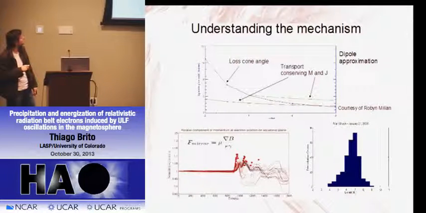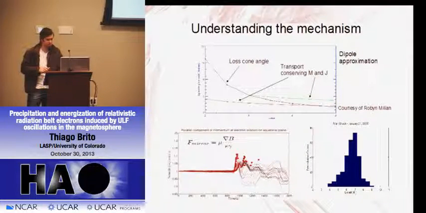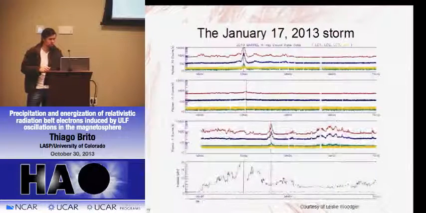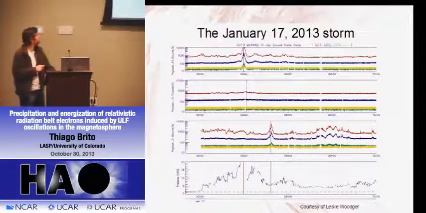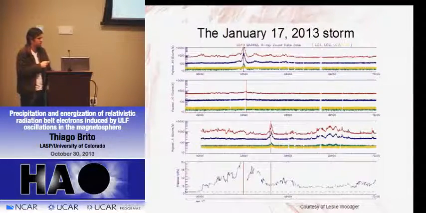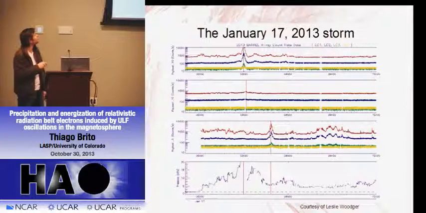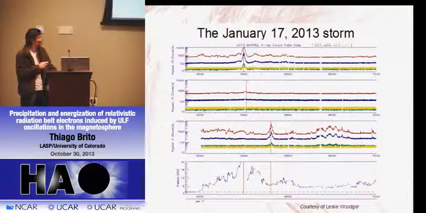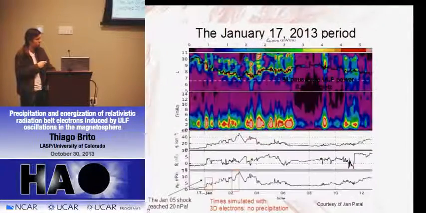This is the main idea that I wanted to show here. And so just to finish, this is it for this storm. And now I tried to analyze this storm also, which I showed previously. It showed kind of the same signature, this increase in dynamic pressure in the solar wind, and it showed precipitation observed by the balloons.